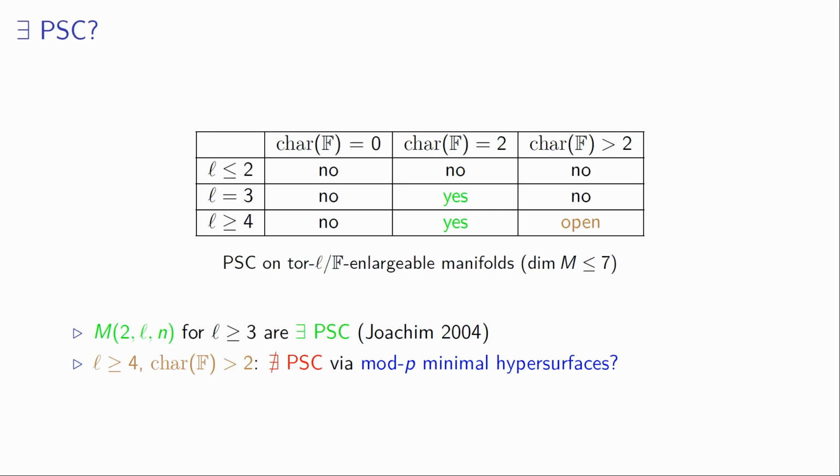And if the characteristic is larger than 2, we know from the previous slide that for L equal to 2 or 3, so the total part has dimension 2 or 3, we do not have positive scalar curvature metrics, but for L at least 4, the question is actually open. So I can maybe illustrate this by elementary picking up on the previous slide.